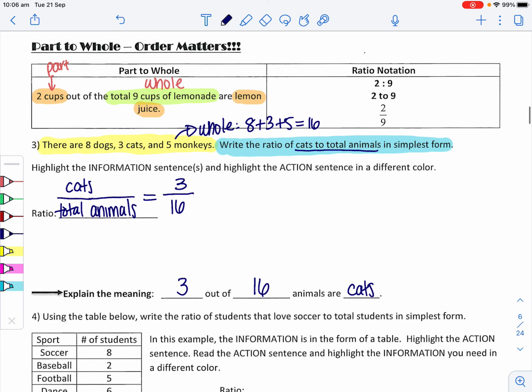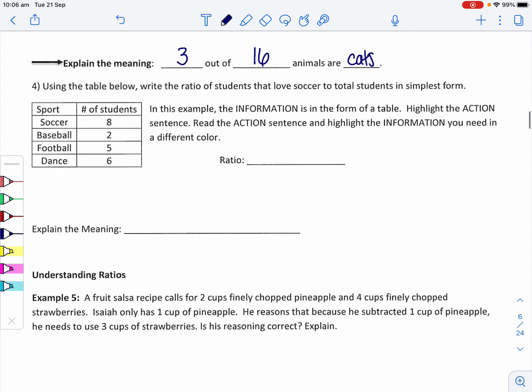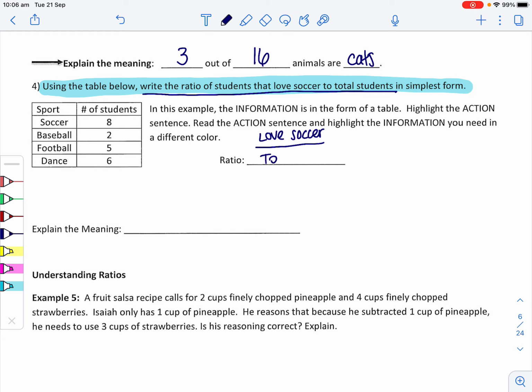Okay. So in number 4, it says, using the table below, write the ratio of students that love soccer to total students in simplest form. So this is my action sentence. And now the information is given in a table. So in this example, the information is in the form of a table. Highlight the action sentence, read the action sentence, and highlight the information you need in a different color. So it says, write the ratio of students that love soccer to total students. So I want students that love soccer and total students.